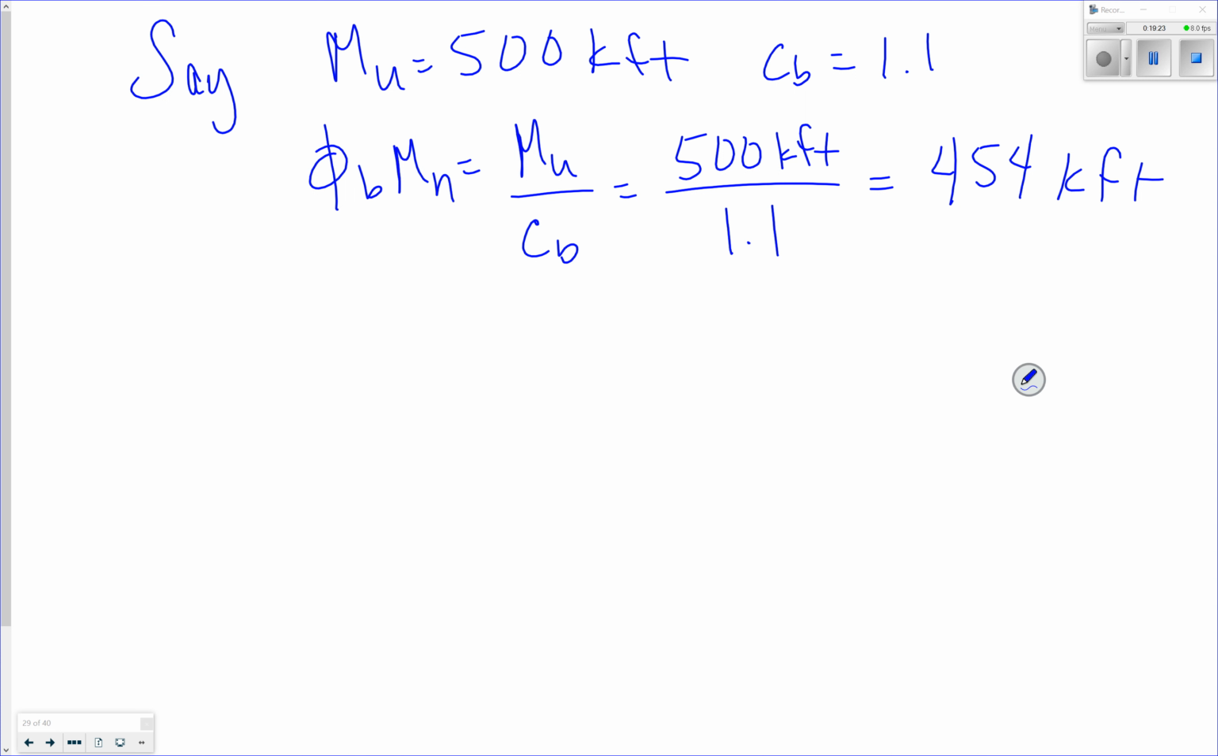I hope that makes sense, right? You can go to something that in the table might say it has 460 kip-feet, which would be less than the 500. But if I get to multiply it by 1.1, then I have enough capacity. So that's just how to incorporate the Cb of not equal to 1 in your design.